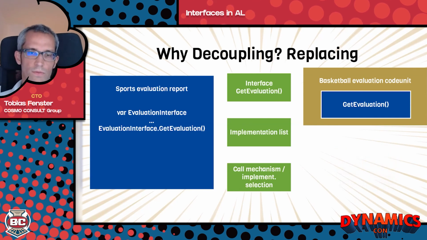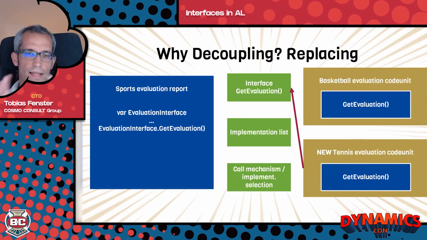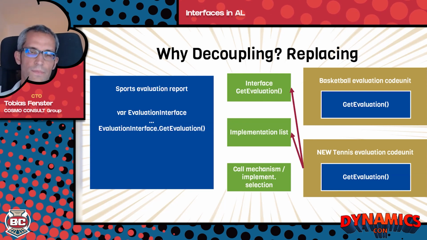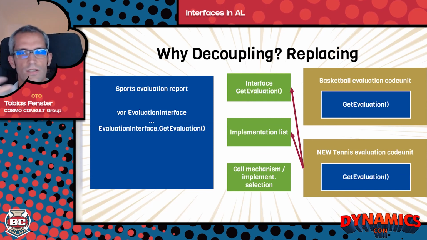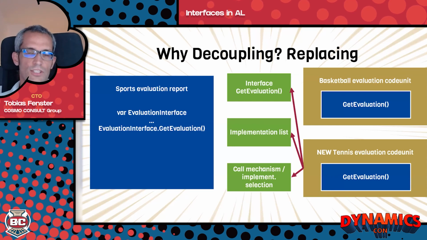We also can easily replace stuff. So if you want to bring in a new tennis implementation, we just add that code unit. Of course, that one also needs to implement the same interface. So it needs to adhere to the same requirements. It needs to implement the same functionality. It needs to make it known to the implementation list that there is now a new implementation, in my case, the new tennis implementation. And it needs to let the mechanism that makes the selection know what the requirements are, what the circumstances are when it wants to be called.